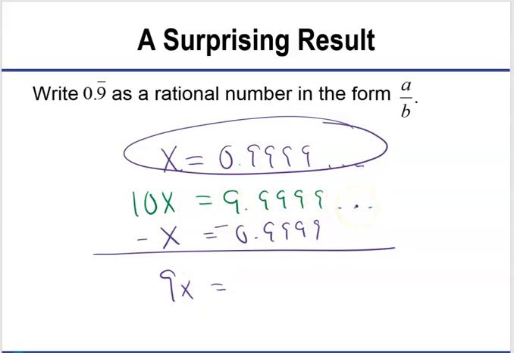9.999 repeating minus 0.999 repeating is 9. And then what do we do? We divide both sides by 9. That's what we do. We get our pen to work, divide both sides by 9, and I get x is equal to 1.